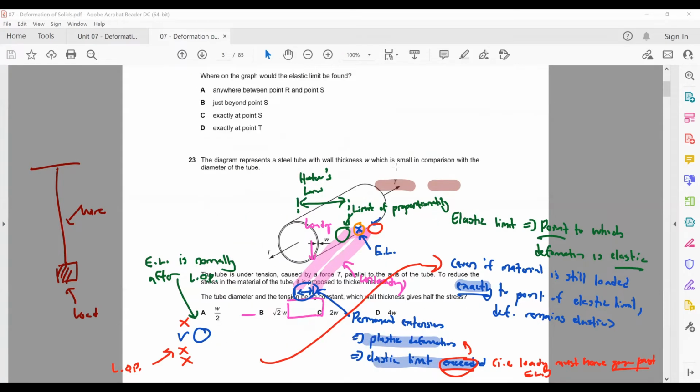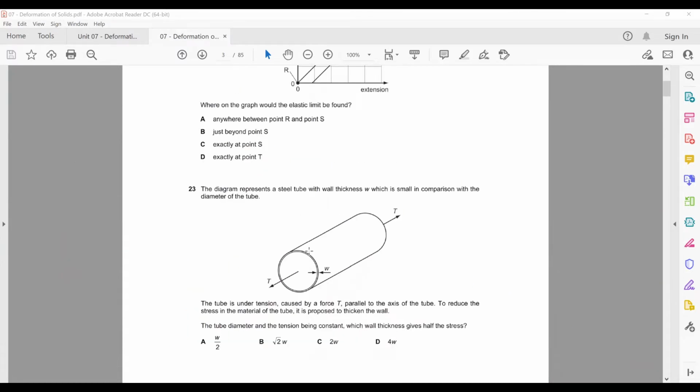Okay, this one is a bit difficult. So I'll just clear everything here. Okay, for question 23, the diagram represents a steel tube with wall thickness W, which is small in comparison to the diameter of the tube.